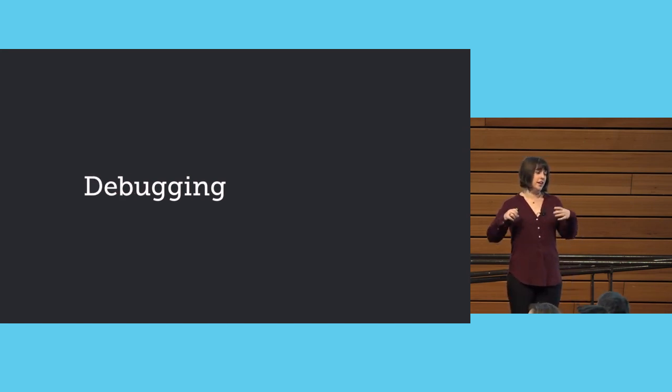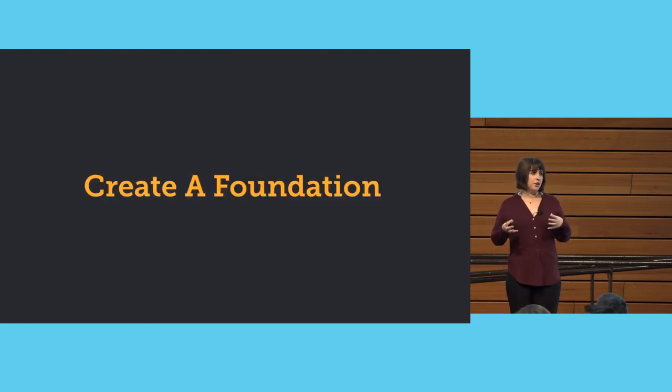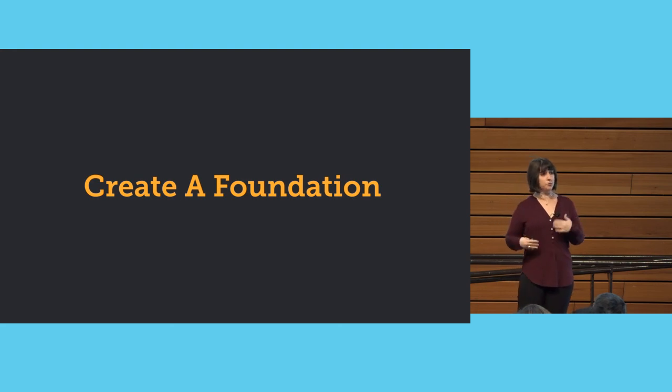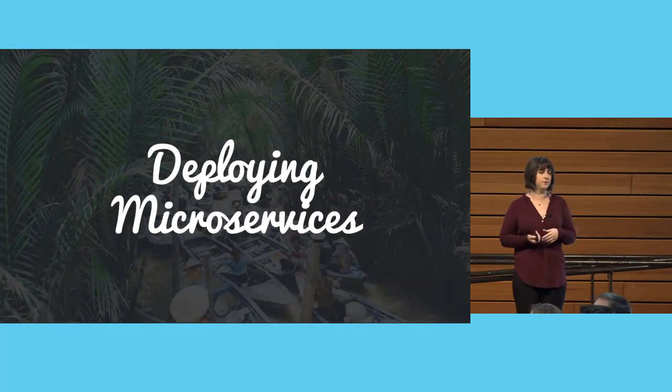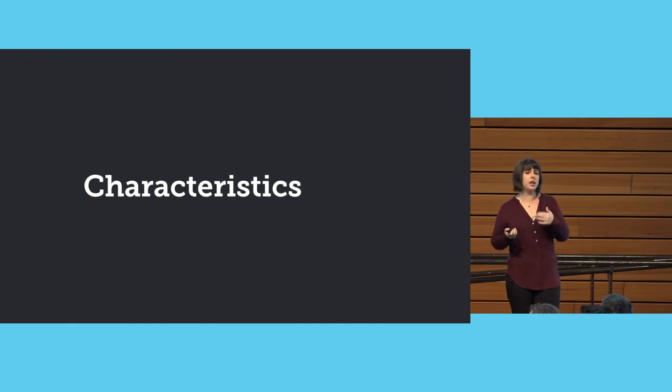Instead of one application to debug, you now have dozens or potentially hundreds of applications that might be causing some sort of problem. So all of these challenges together, when they're handled appropriately, create a solid foundation that allows microservices to really thrive. So, first up, let's talk about deploying. What are the characteristics of microservices deployments?